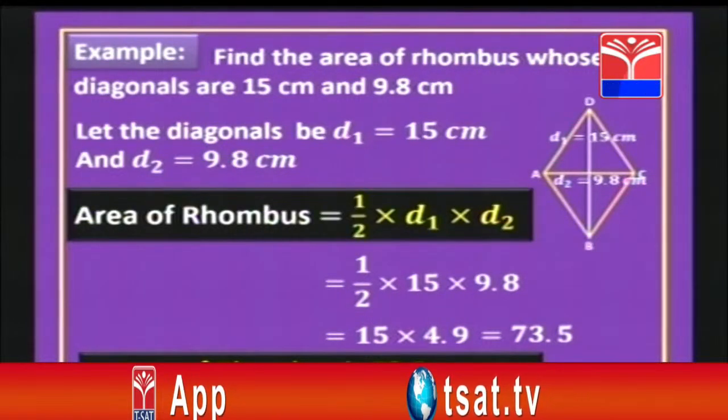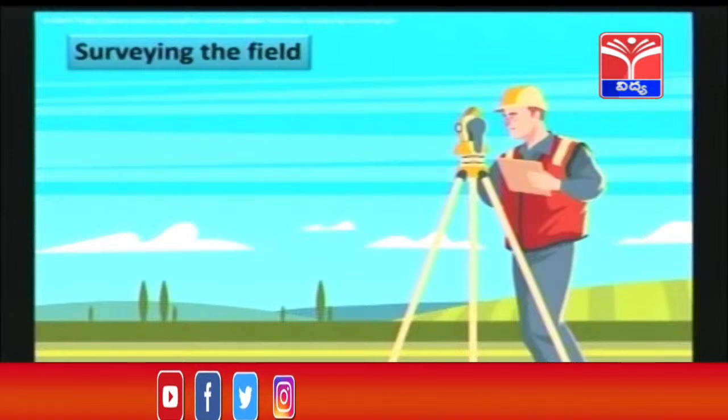So children, we are going to look into another important and interesting topic, that is surveying a field. You might have seen that fields won't be exactly in a triangular shape or a rectangular shape or a rhombus shape like that. It is a combination of various fields, various shapes. Now how do we find the area of such irregular figures? So we use surveying the field.